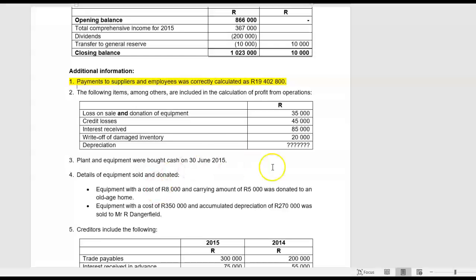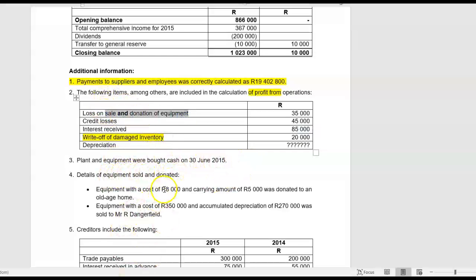Okay, then they give you the following information that was included in my profit figure. Included there was loss on sale and donation of equipment 35,000. Credit losses expense 45,000. Interest received 85,000. And now this one, write-off of damaged inventory 20,000. Depreciation, with a lot of question marks. Plant and equipment were bought with cash on 30 June 2015. Details of equipment sold and donated. See that one there.